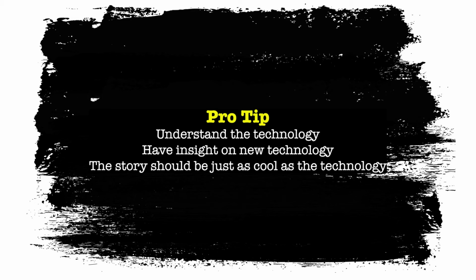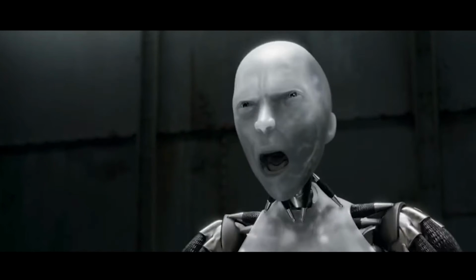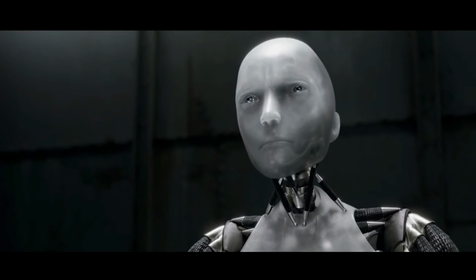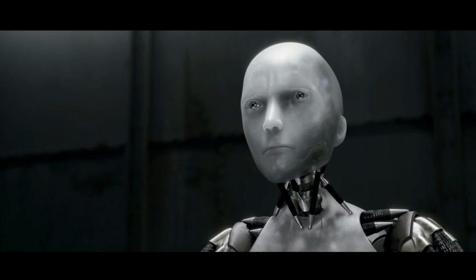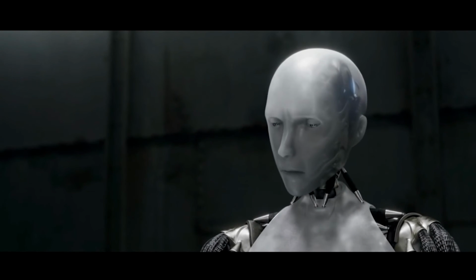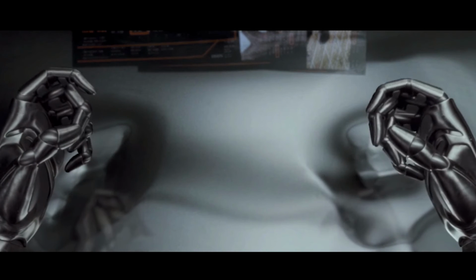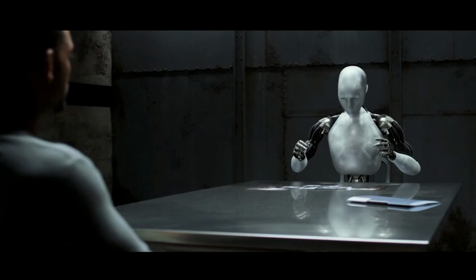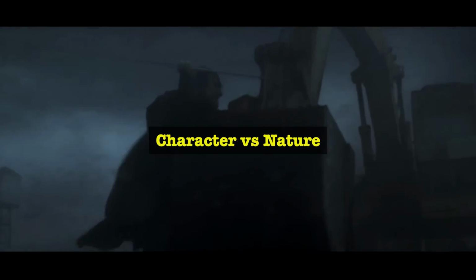Ask yourself how this technology fits into the lives of your character. In the movie I, Robot, Will Smith plays a technophobic cop who investigates a crime that might have been committed by a robot. That premise alone gives us an idea of the conflict that lies ahead between those two once they come in contact with each other. And finally, character versus nature.